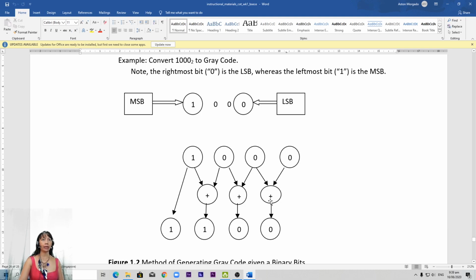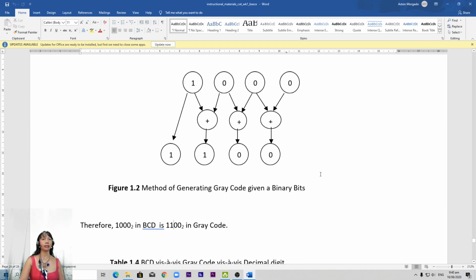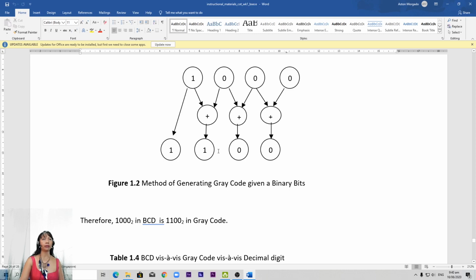Okay, 0 XOR 0, so we have an output of 0 here. Next, 0 XOR 0, the output is 0. Okay. 0 XOR 1, the output is 1. And then you copy the MSB. So you just bring it down here. So therefore, 1000 is equivalent to 1100 in gray code. That's how you generate the gray code.